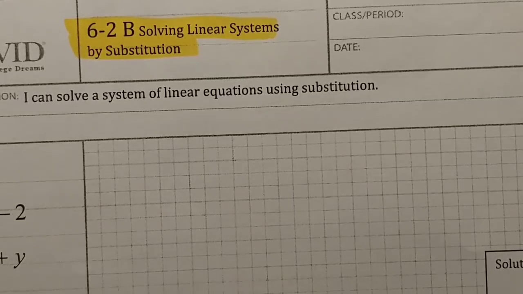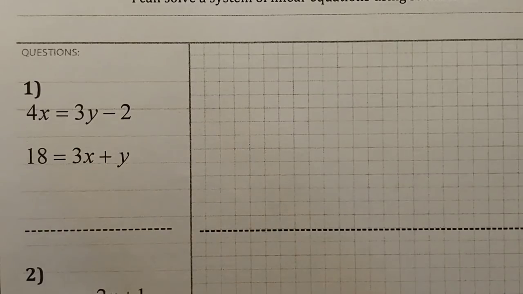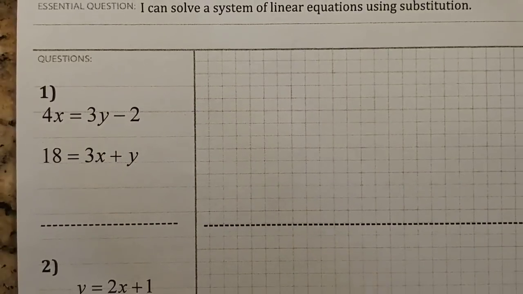Hi, we're going to be looking at Lesson 6.2b, Solving Linear Systems of Equations by Substitution. So let's first start off by reviewing what we did the other day.